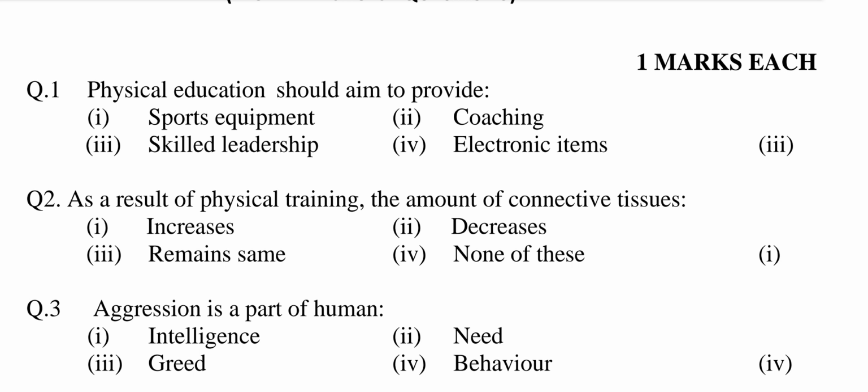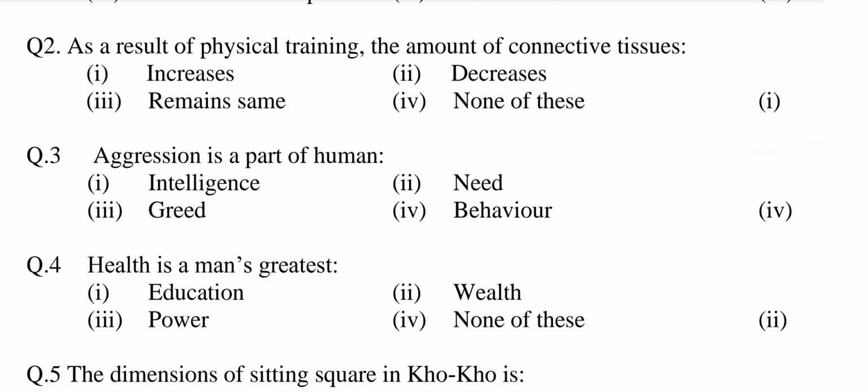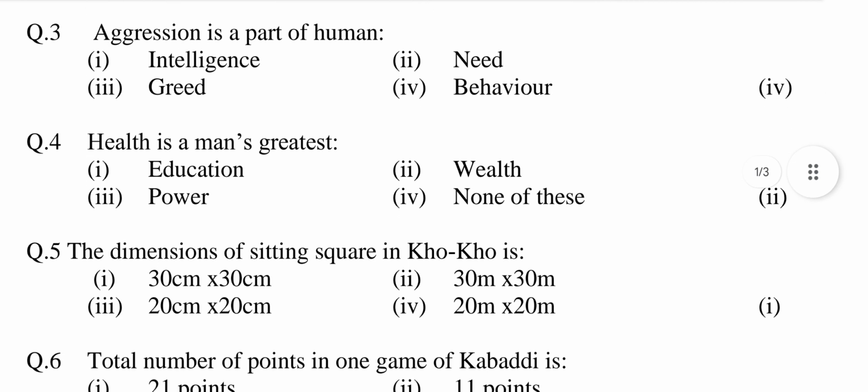Question number 2. As a result of physical training, the amount of connective tissues, option first increases, second decreases, third remain same, fourth none of these. Answer is option first, increases. Question number 3. Aggression is a part of human, option first intelligence, second need, third greed, fourth behavior. Answer is option fourth, behavior.